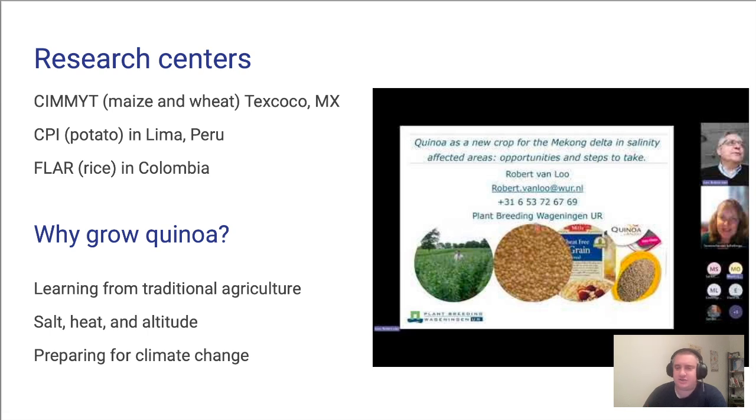So there's quinoa research on the Mekong River Delta, there's quinoa research in Japan, in China, in the UAE and Saudi Arabia. If you look at research papers about quinoa genomics, you will be surprised who is showing up in these research centers and things.